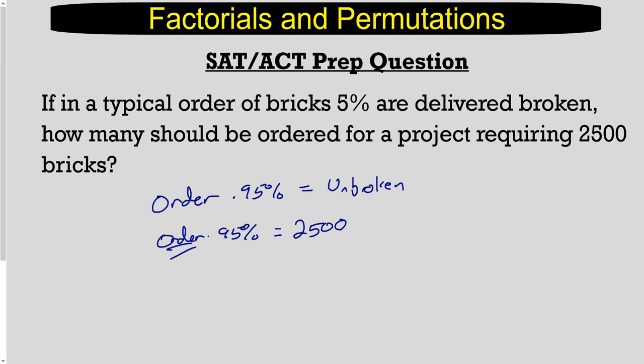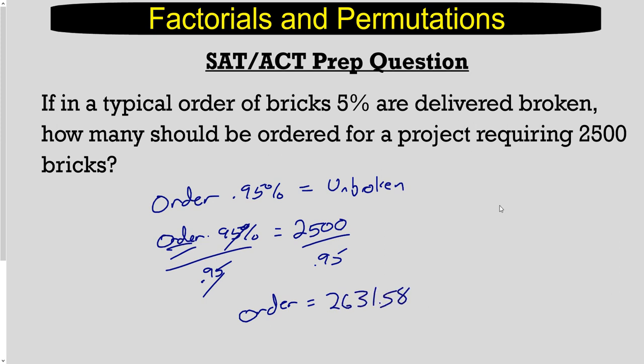Well, I'd probably divide both sides by 95%, which means divide by 0.95. If I divide by 95%, then the order that I need to place should be 2,500 divided by 0.95, which you get 2,631.58 bricks. Obviously, you can't order 0.58 bricks. So I would say that the order, bare minimum, would need to be 2632.